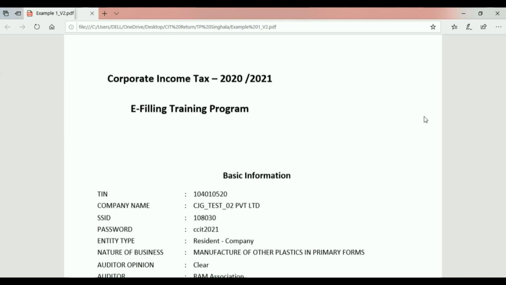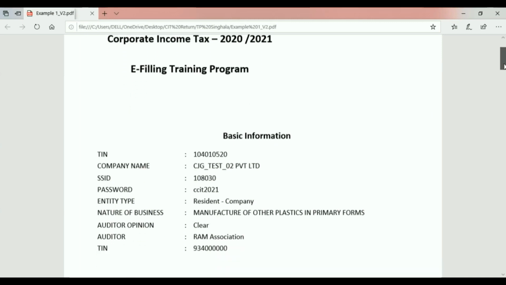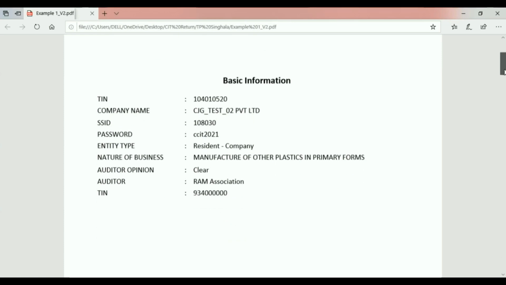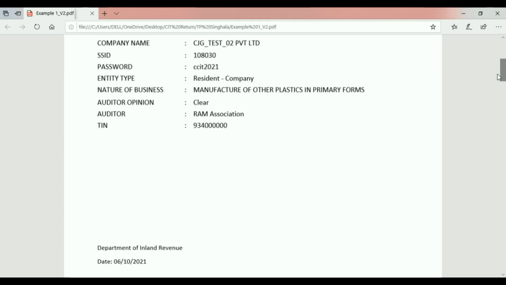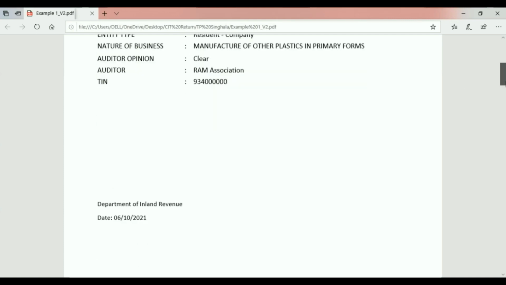Okay, just before discussing the system preparations, I just explained our example. Based on this example, we are going to do the calculations. This is related to the year 2021. This is a resident company, and they mainly focus on the manufacturing of plastic in primary forms. Those are the basic information.